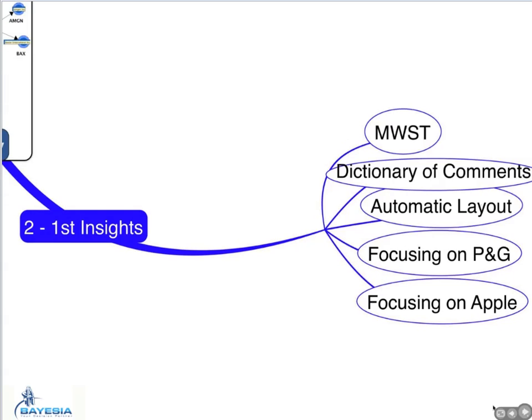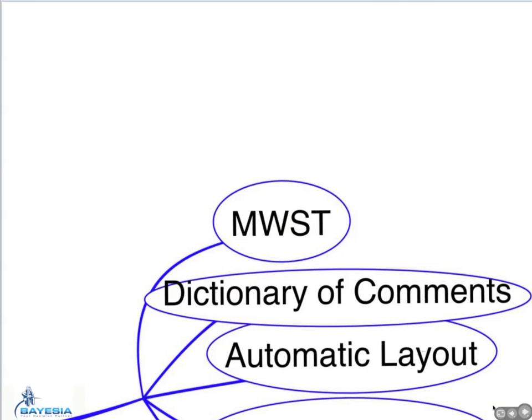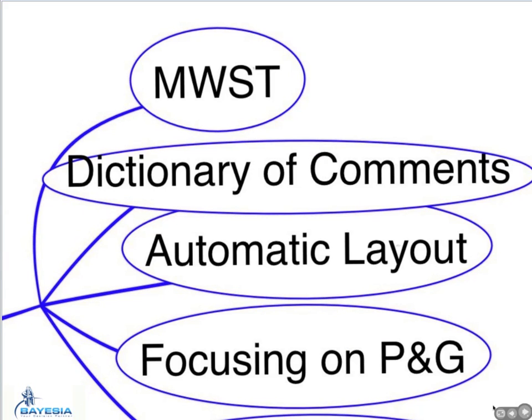Okay, then once we load all the data into BayesiaLab, we will first build a maximum weight spanning tree, just to have a quick look and a quick understanding of the relationships between those variables. We will have this kind of result, and it's not so easy to understand, so we will associate comments in order to associate names to all our variables, and we will use our automatic layout algorithm to display that tree in a much easier way to understand.